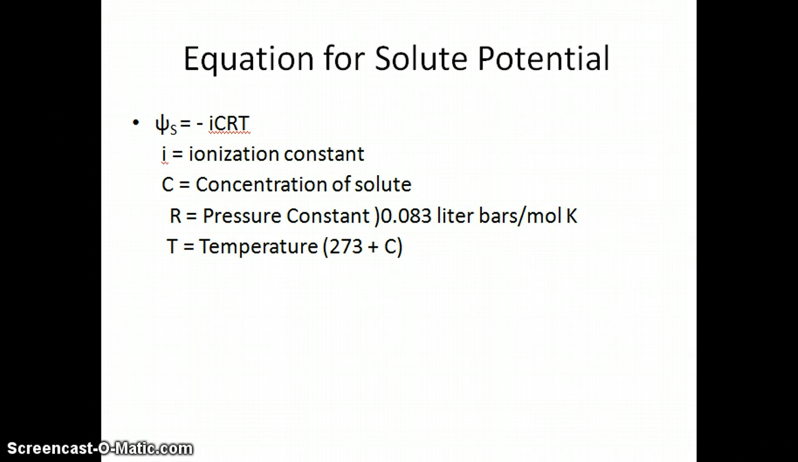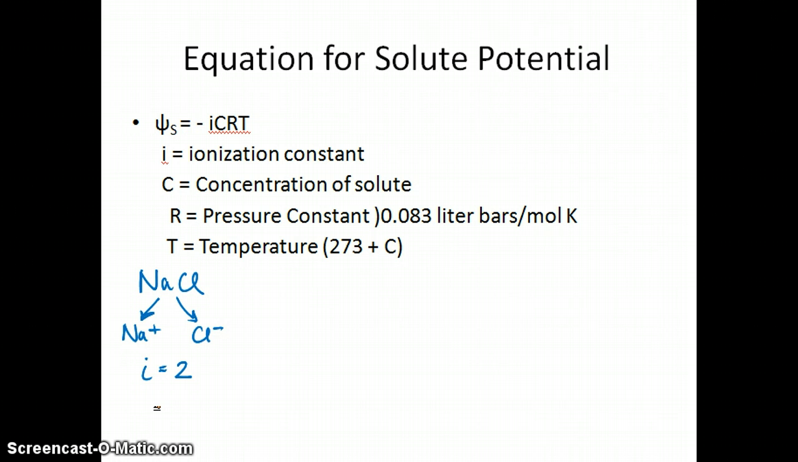The ionization constant, what does that actually mean? Well, it means in an aqueous solution, does that solute form ions? For example, if we take a look at something like sodium chloride, in an aqueous solution, sodium chloride forms two ions, sodium ions and chloride ions. So the ionization constant for sodium chloride would be 2.